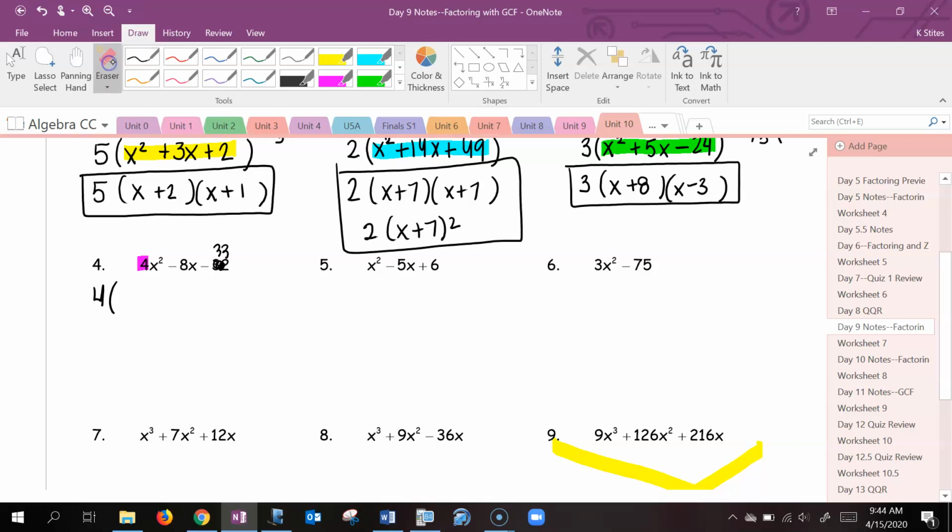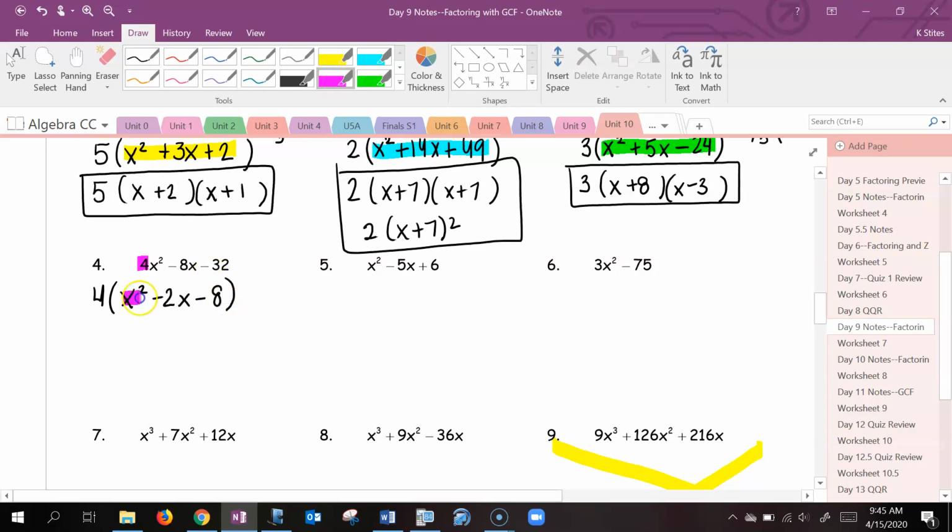Okay, so that's kind of the short answer to that. All right, so now we do reverse distributive property. 4 times something is 4x squared, just an x squared. 4 times what is 8x? So 2x. 4 times what is 32? It's an 8, and it's going to be a minus since that's a minus.